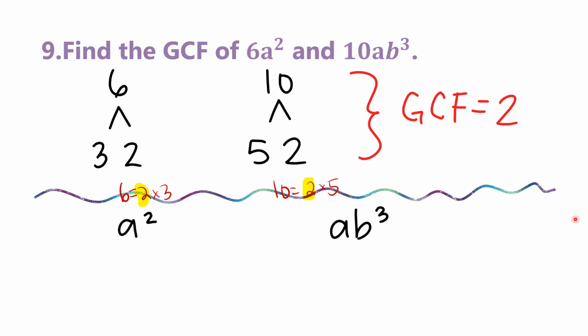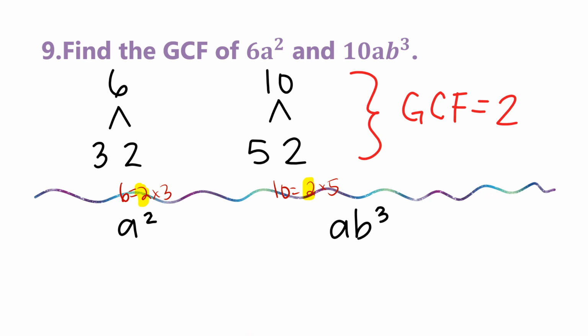We're looking at a squared and ab cubed. What do those two expressions have in common? They both have an a, right? Do they both have a b? No, they do not. This one does not have a b. This one does have a b. This one has 2 a's. It's a squared, so it's really a times a. How many a's does this one have? Just the one, right? This one has 3 b's and 1 a.